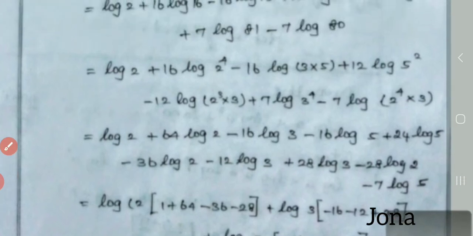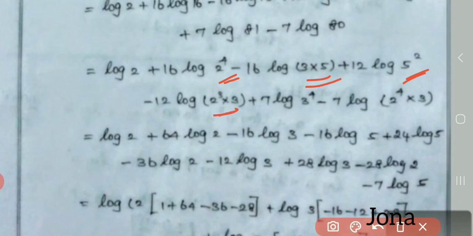16 as 2 power 4, isn't it? The 16 can be written as 2 power 4. And then this 15 is 3 into 5. And then 25, this is 5 square. So like this you can write each and everything in the prime form now. Okay. And then here I can take this 4 to the front. So 4 into 16 is 64.